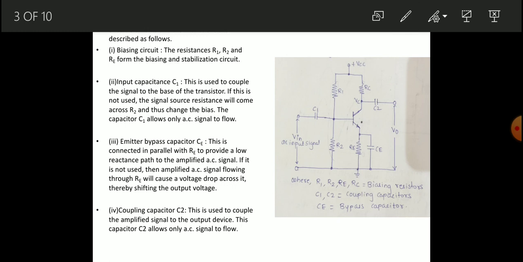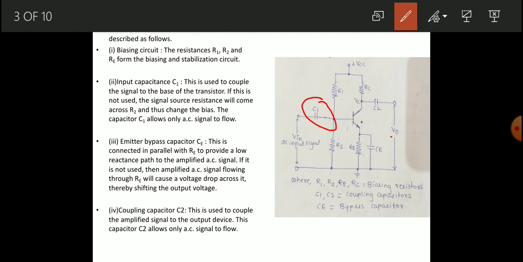Now input capacitance C1. This is used to couple the signal to the base of the transistor. If we do not use the capacitor, the signal source resistance will come across R2 and thus change the bias. The capacitor C1 allows only AC signal to flow.